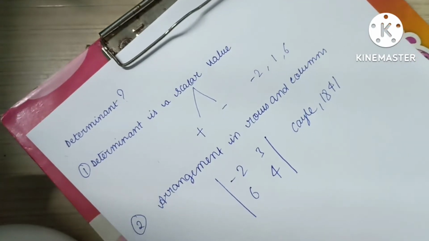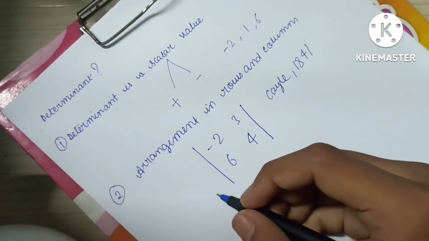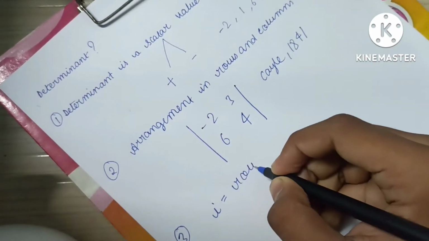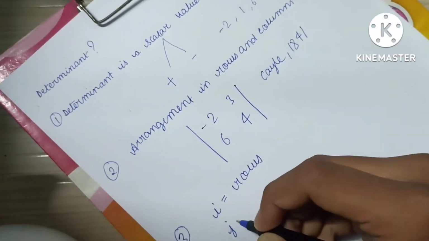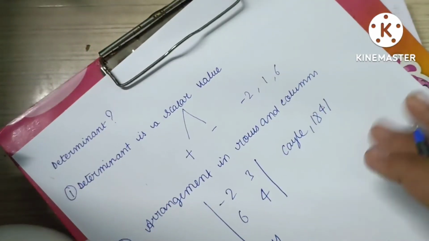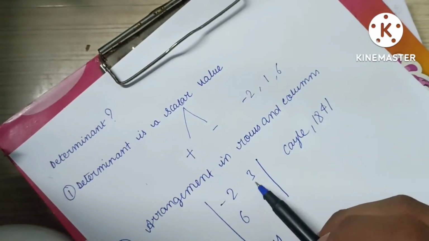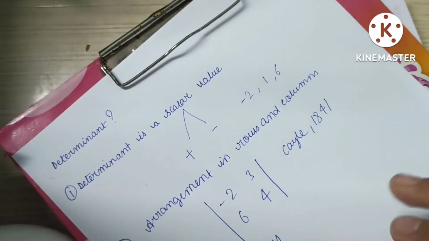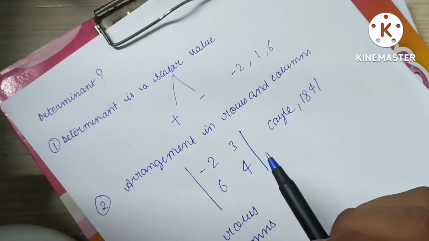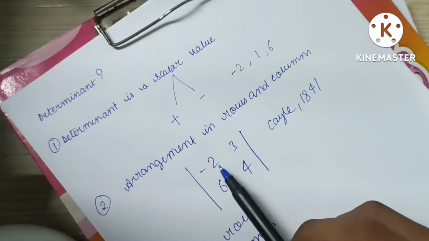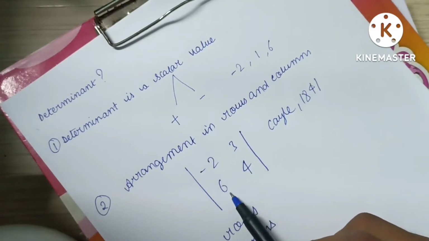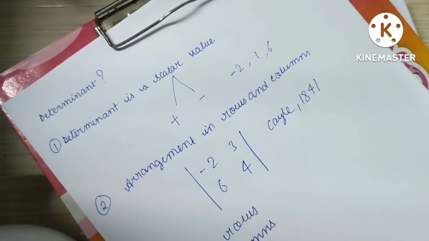Another important thing here is that rows are represented by the symbol i. i represents rows, and j represents columns. So here there are 2 rows and 2 columns. Now, to represent these numbers, first we need to know that these numbers are also called elements of the determinant. Here -2, 3, 6, 4 are elements of the determinant.